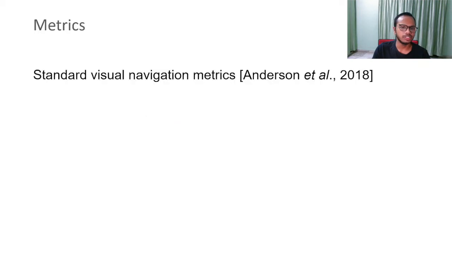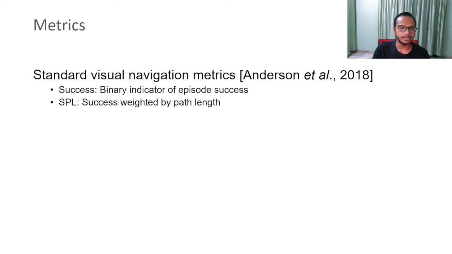For evaluation, we use success and SPL as metrics. Both of these are widely used for evaluating embodied navigation agents. Success simply measures the proportion of episodes successfully completed, while SPL also measures the efficiency of navigation in successful episodes.